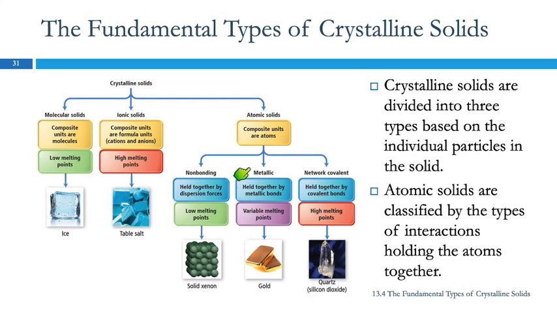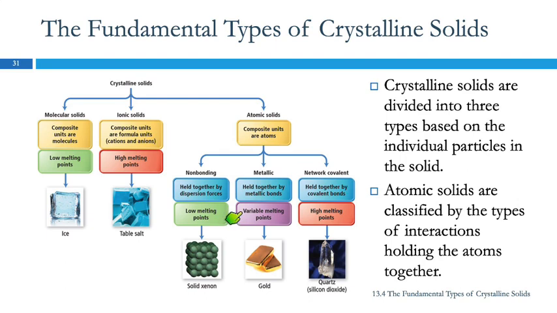Then we can have metallic solids. These are the most common of the atomic solids. So the atoms are held together by metallic bonds, right? Metals will easily lose an electron or two, and those electrons can just kind of form a pool around these atoms and collectively hold them together.